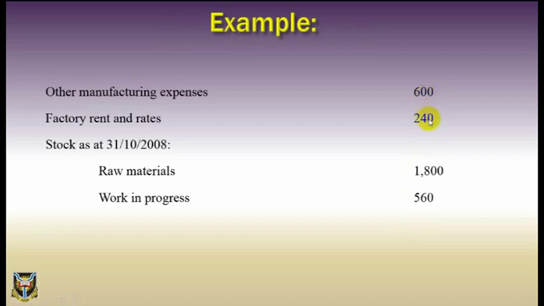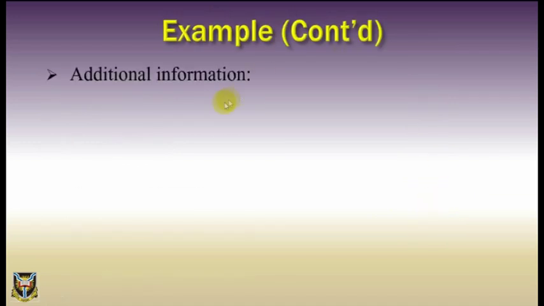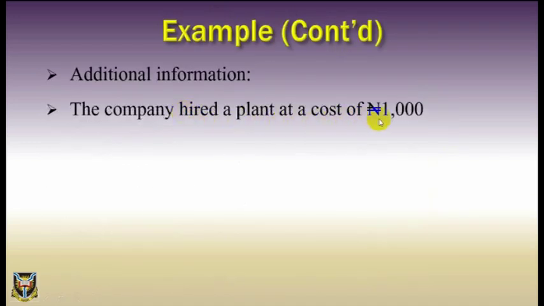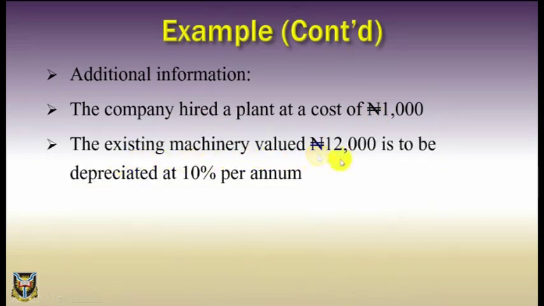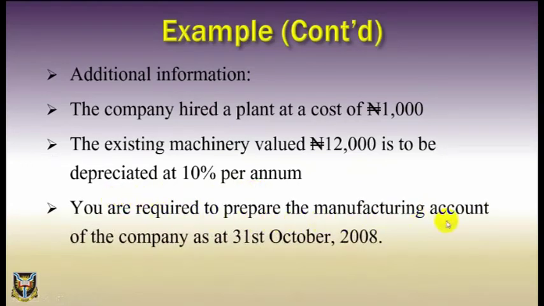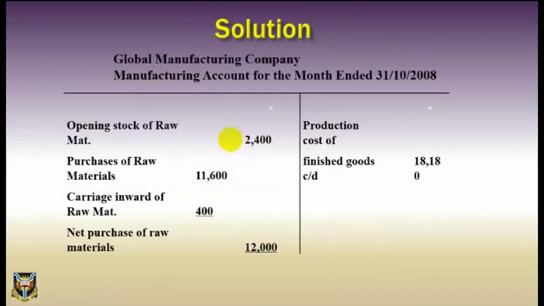Factory rent and rates 240. Stock as at 31st October 2008: raw materials 1,800, work in progress 560. Additional information: 1. The company hired the plant at a cost of 1,000 naira. 2. The existing machinery valued 12,000 naira is to be depreciated at 10% per annum. You are required to prepare the manufacturing account of the company as at 31st October 2008.